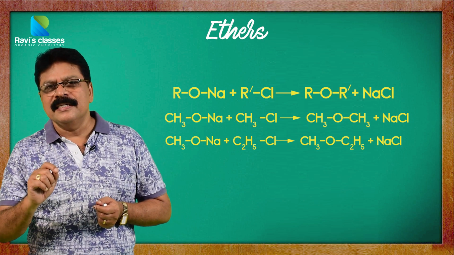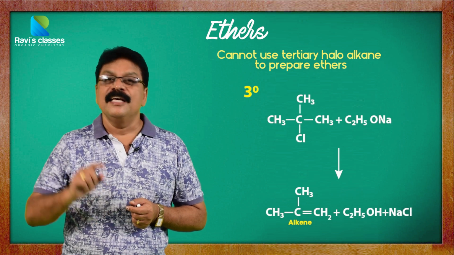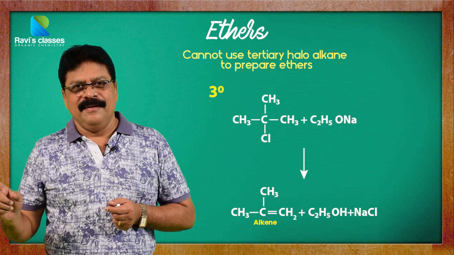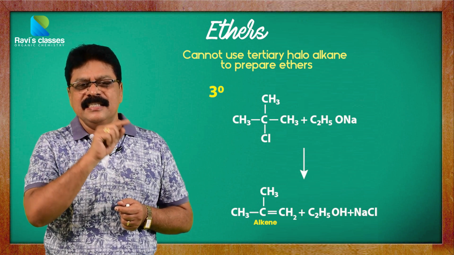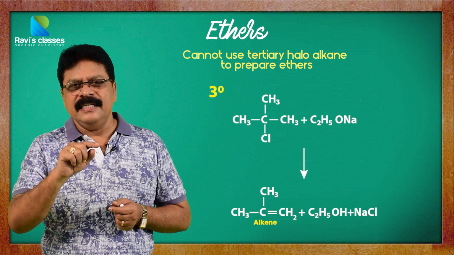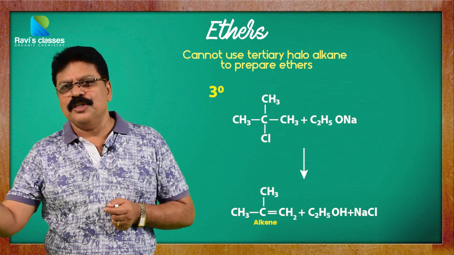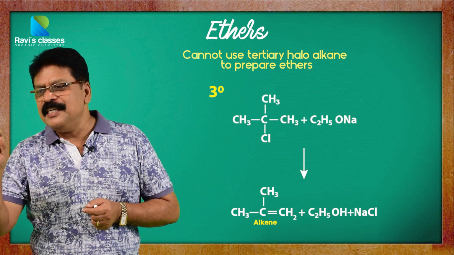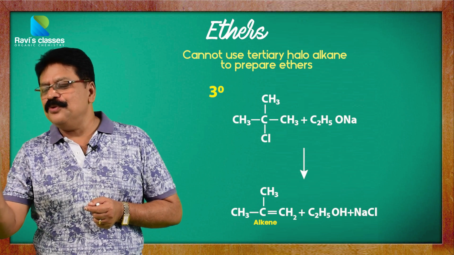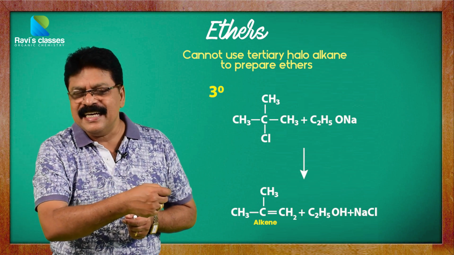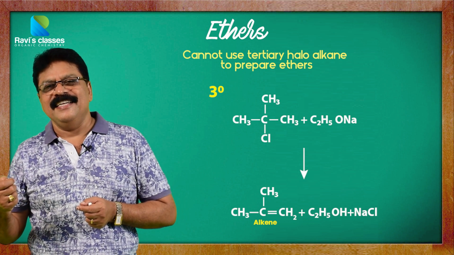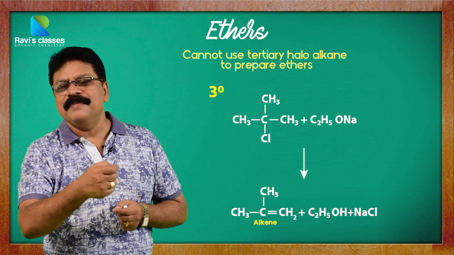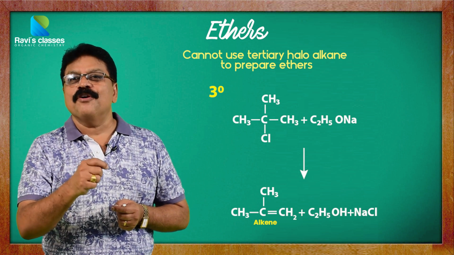But one important thing that we must remember in the case of Williamson synthesis is that we cannot use tertiary haloalkanes to prepare ethers, because a tertiary haloalkane is (CH3)3CCl. When you treat it with C2H5ONa, which is a strong base, it exists as C2H5O minus and Na plus. C2H5O minus will easily extract a hydrogen from the CH3 to form C2H5OH, and the Na plus will take up the Cl minus, resulting in the formation of an alkene.